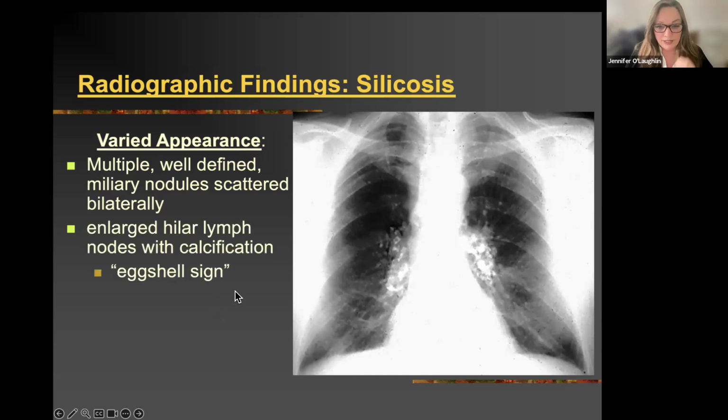Another manifestation is that the hilar lymph nodes can be affected. You can have enlargement of the hilar lymph nodes, and they can also calcify. And that's what you're seeing here. This is called the eggshell sign. The lymph nodes have become large in the hilar region, and they are also starting to take on calcification, which is all these white little speckles you see within the lymph node.